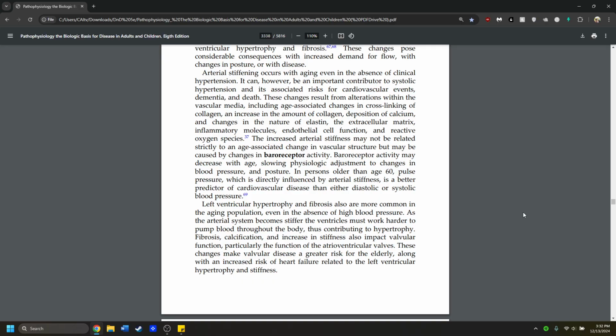Baroreceptor activity may decrease with age, slowing physiologic adjustments to changes in blood pressure and posture. In persons older than the age of 60, pulse pressure, which is directly influenced by arterial stiffness, is a better predictor of cardiovascular disease than either diastolic or systolic blood pressure.